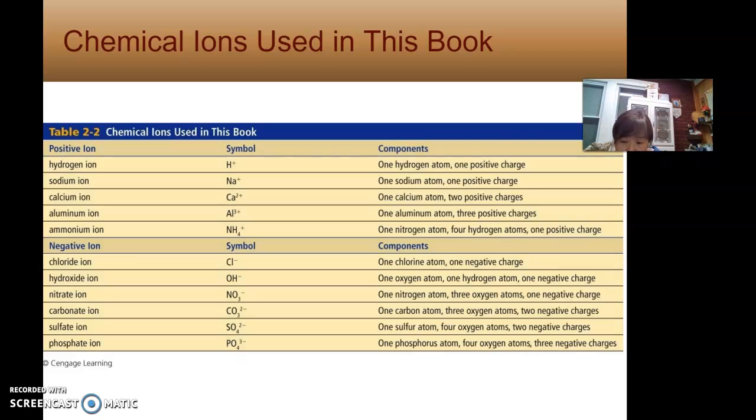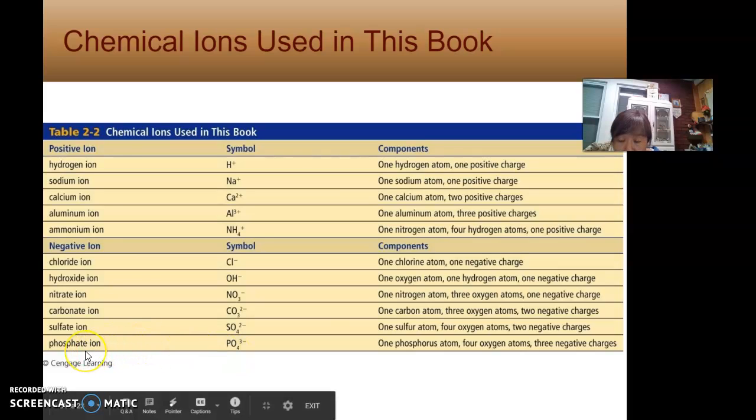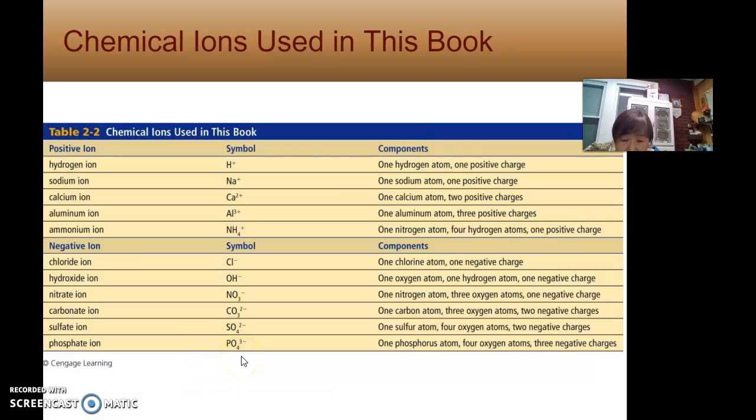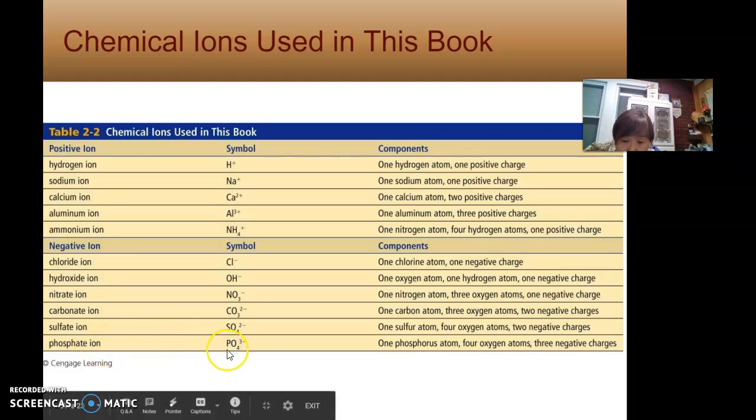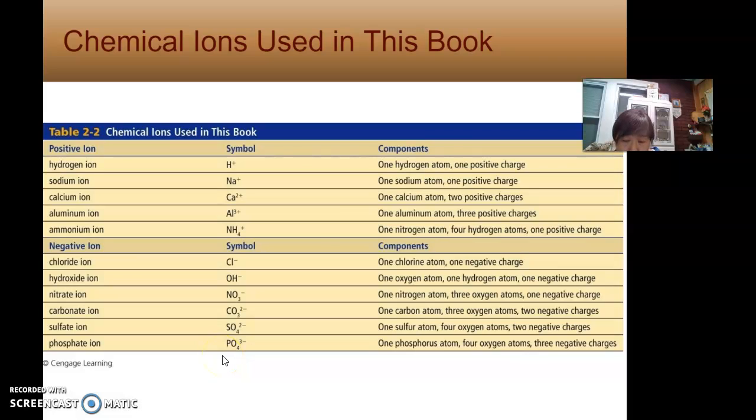But for yourselves, when you use them to answer questions, you can either write the name or use the formula, the ion format, the symbol. Obviously you can use both of them, but the danger is if you use both and they do not match each other, then you lose points.